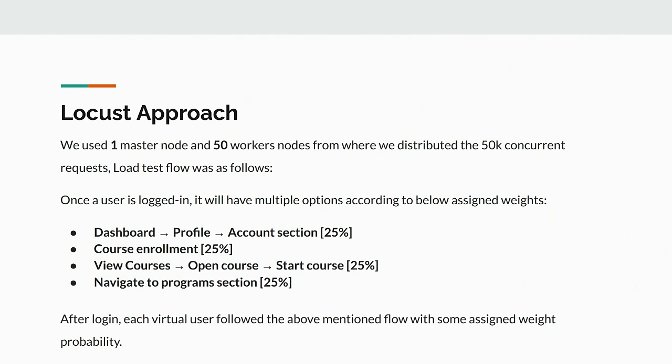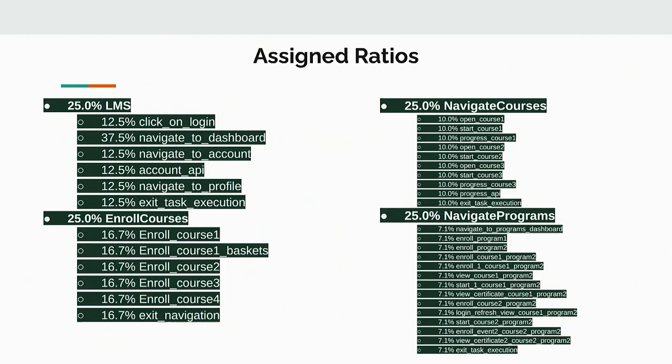The third chunk, the 25%, will go to the courses section. They'll start a course, finish a course, and the last section will go to the navigate program sections. So we gave them weightage in Locust, that this chunk will go here and this chunk will go here. This is the breakdown of chunks that I defined in the previous slides. The first chunk, LMS: some of the users will log in, go to the dashboard and account section, and engage with the API just to mimic real user behavior.